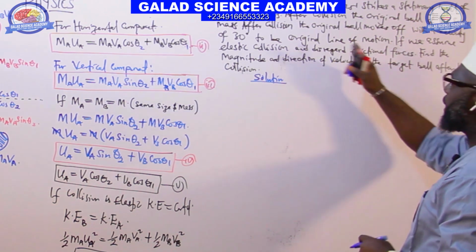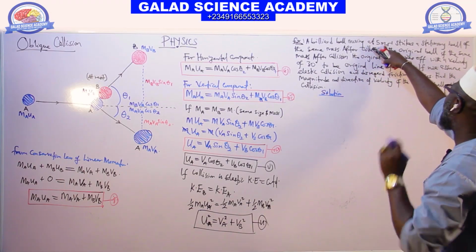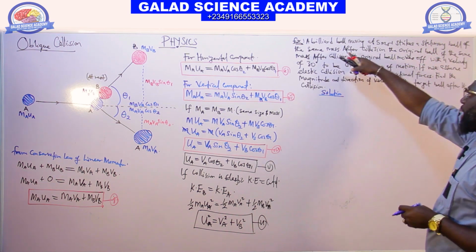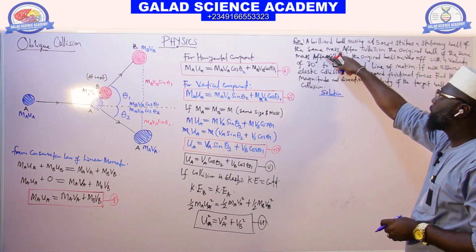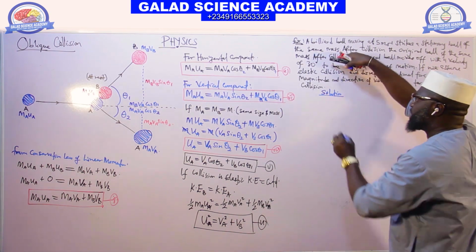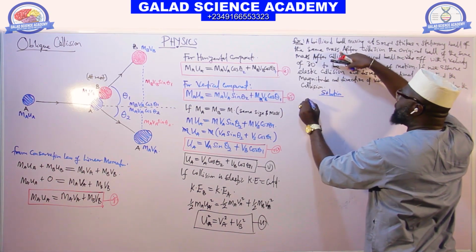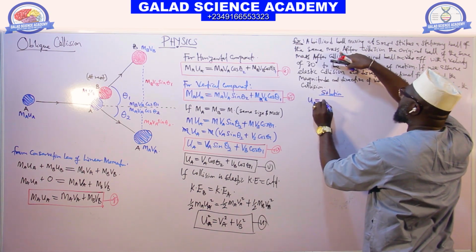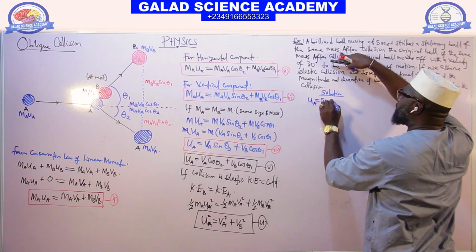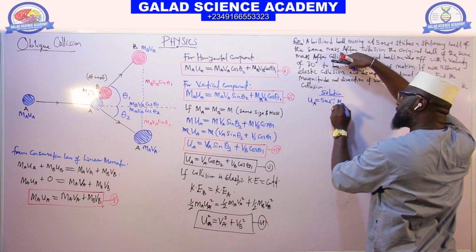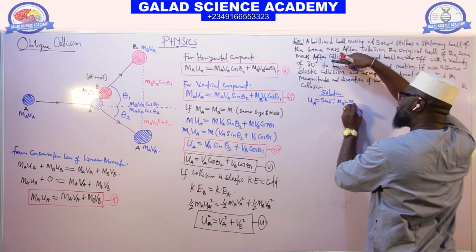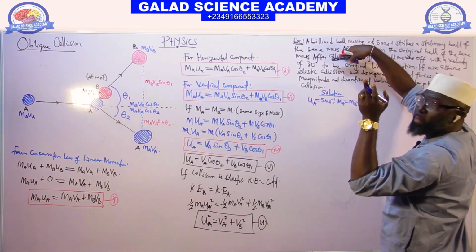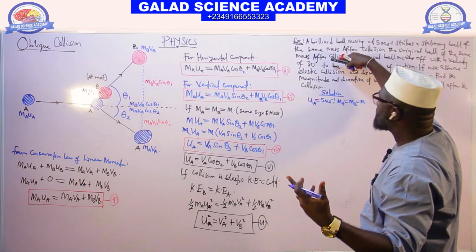A ball moving at the speed of 5 meters per second strikes a stationary ball of the same mass. We are given the speed UA as 5 meters per second, and the masses MA equal to MB equal to M. The masses are equal. I said it before: for the snooker ball, the masses are the same.